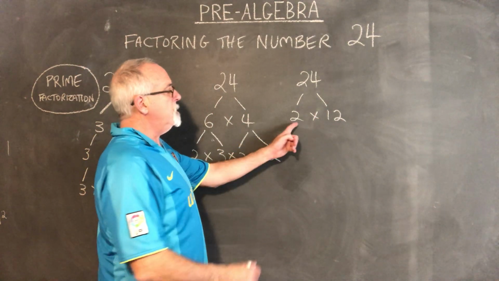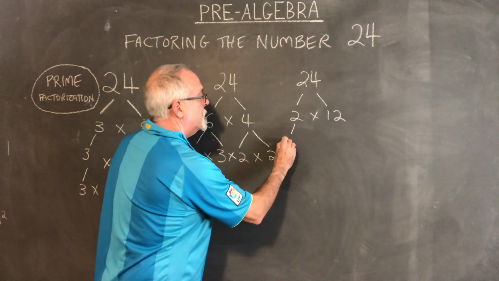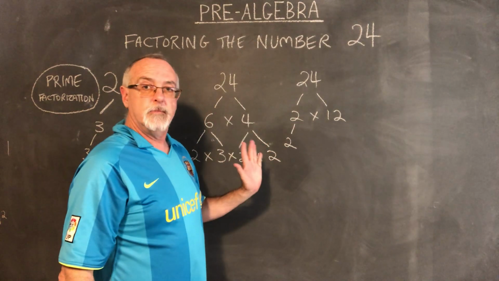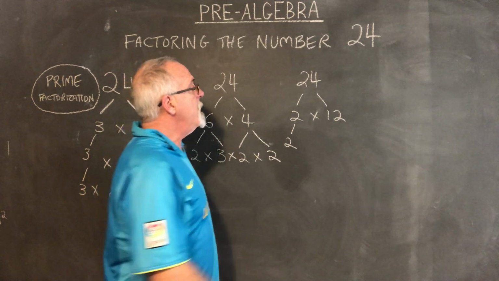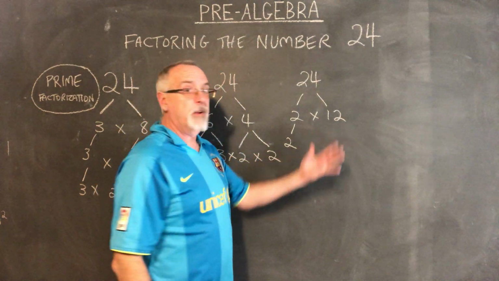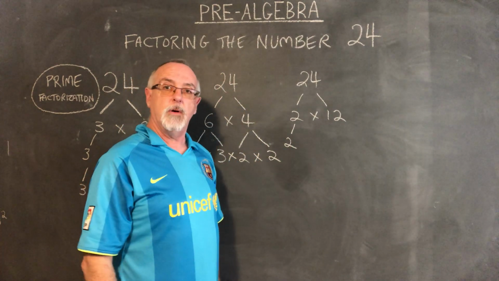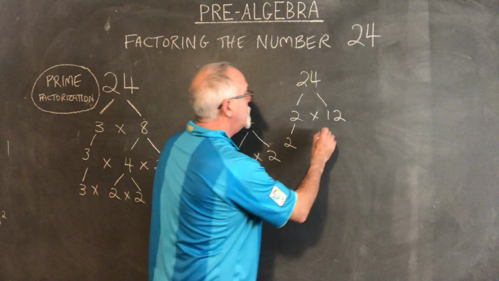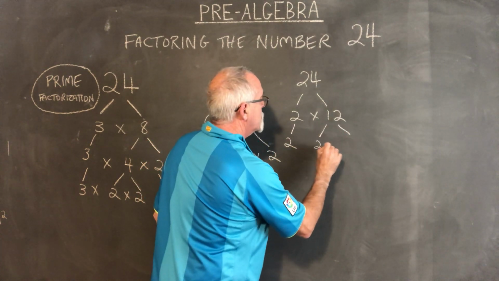2 times 12, 2 is prime. I'm just writing another branch line and carrying down the 2 onto the next line. But 12, I'm not finished. 12, I have choices. I can do 3 times 4, or I can do 2 times 6. So let's say I do 2 times 6.